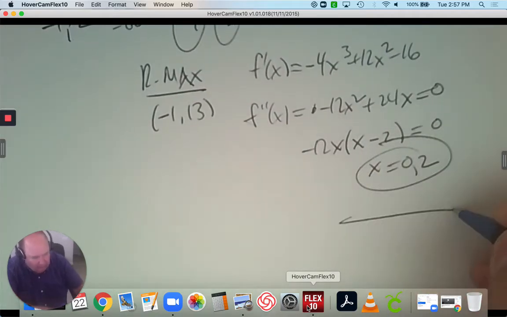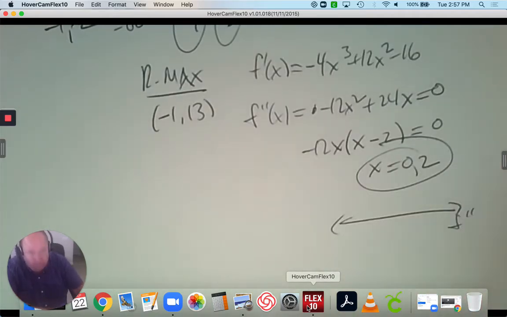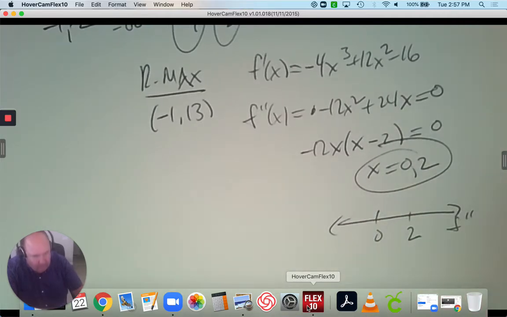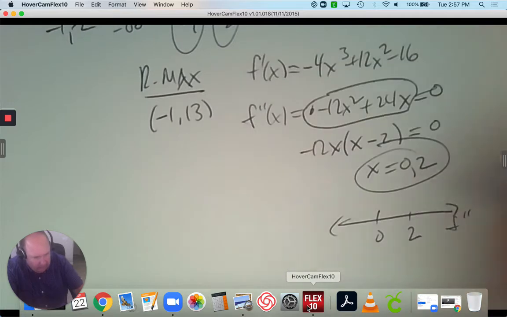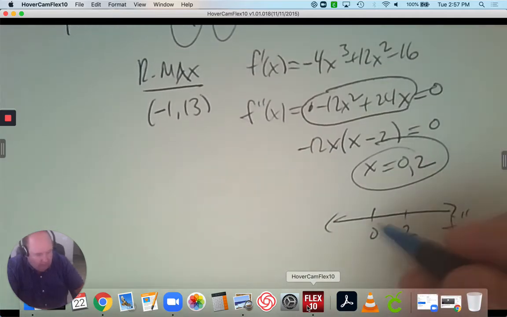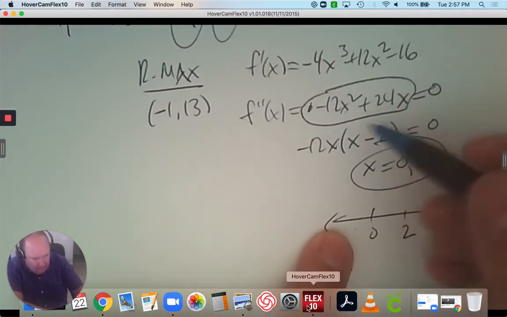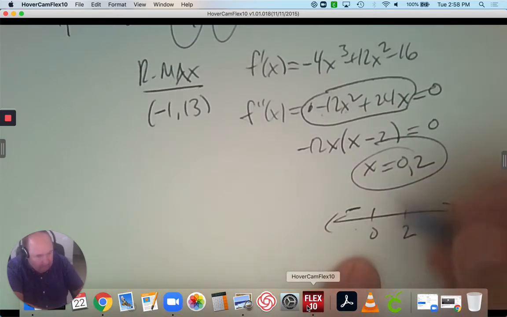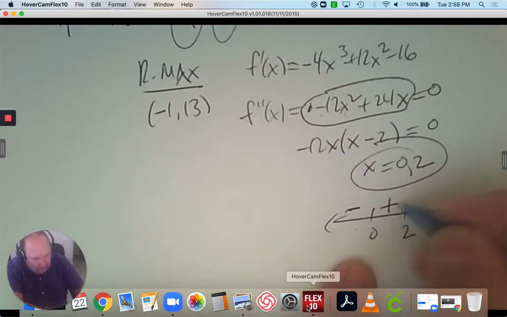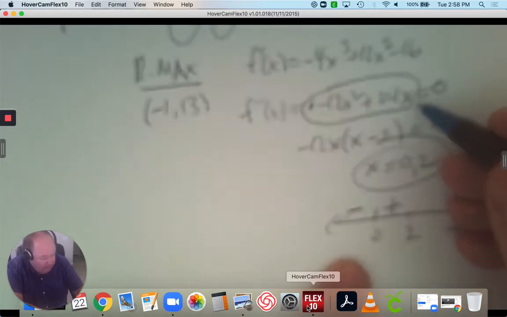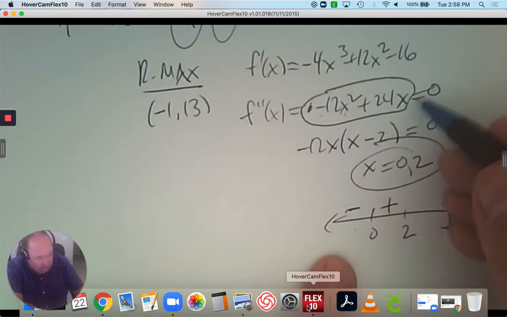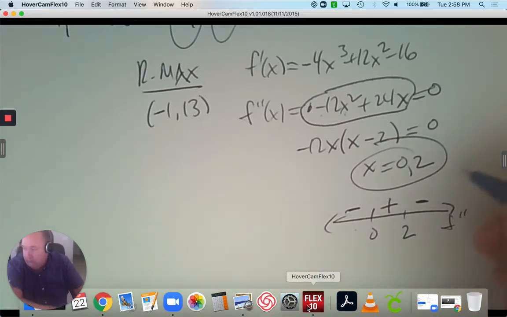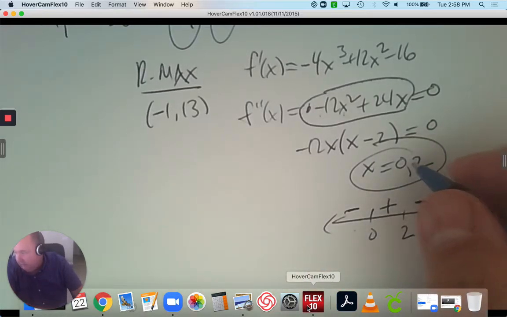So to do a second derivative test, I have 0 and 2, and I plug into the second derivative. So plug in a negative number, and you get a negative. Plug in positive 1, and it's positive. Plug in positive 3, or 4, or 5, or a billion, and you get a negative. So you have a negative, a positive, and then a negative.